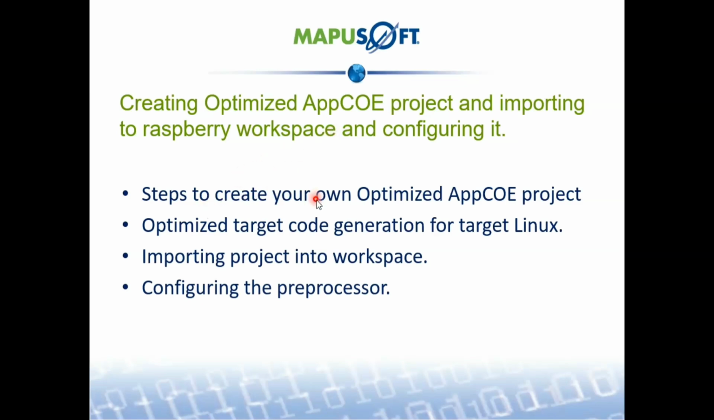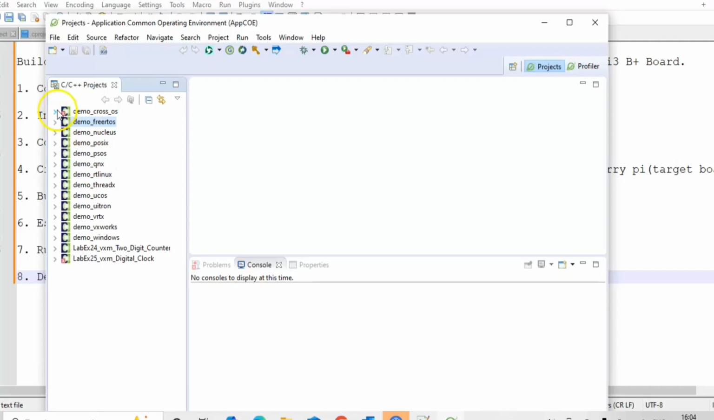So, what are all the things we're going to do? Let's see. The first one is what are the steps we require to create your own optimized AppCOE project? How to set the optimized target code generation for the target Linux? Okay, come, let's see that.